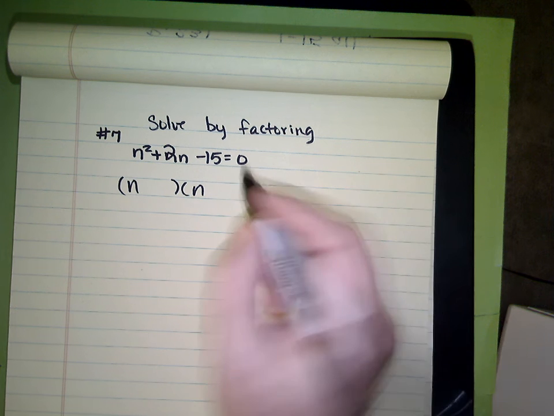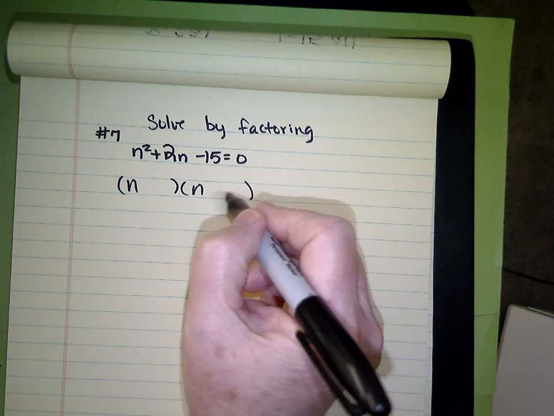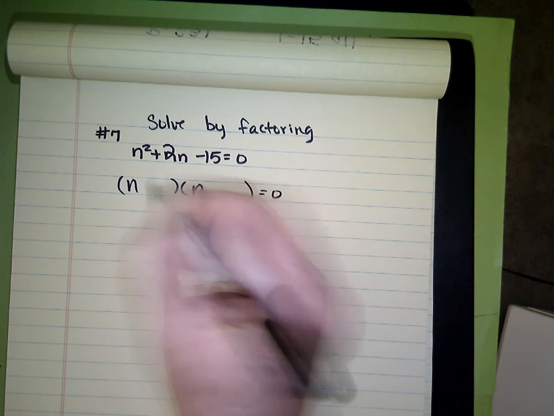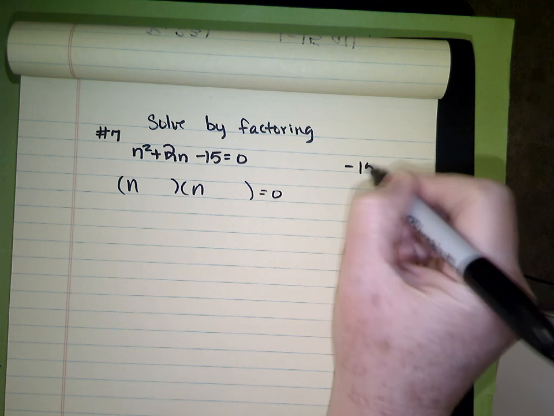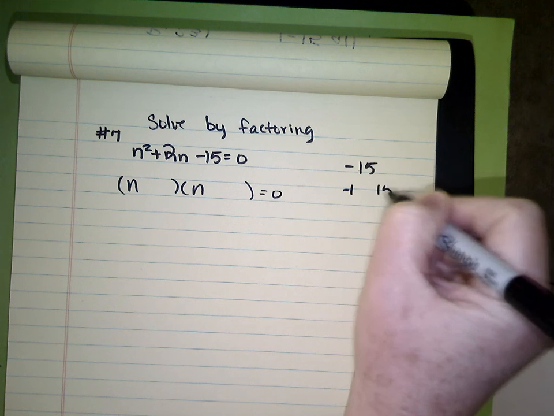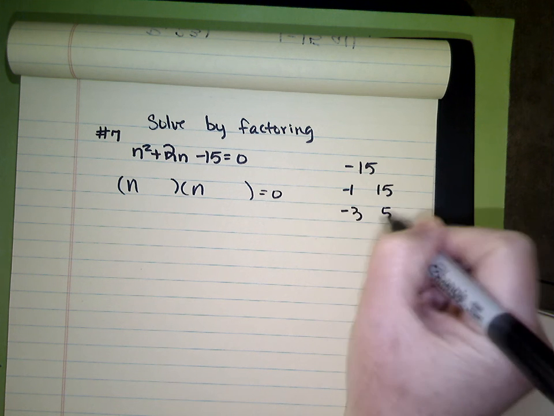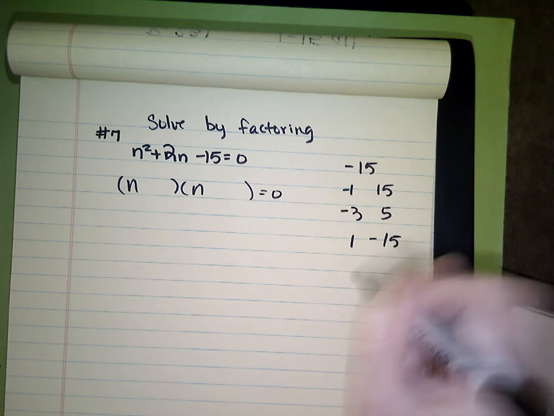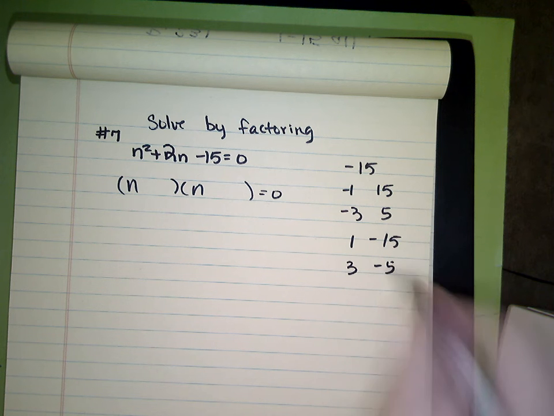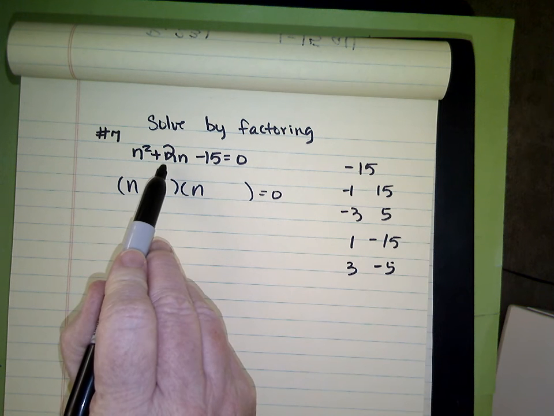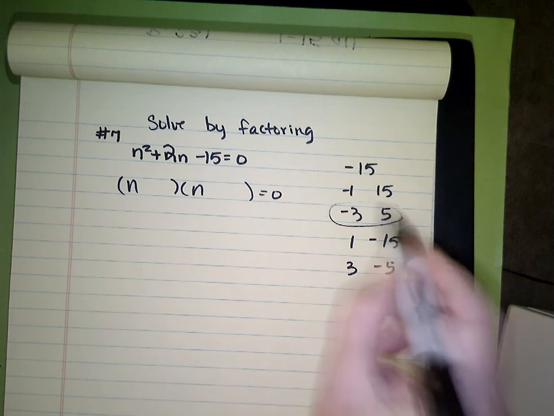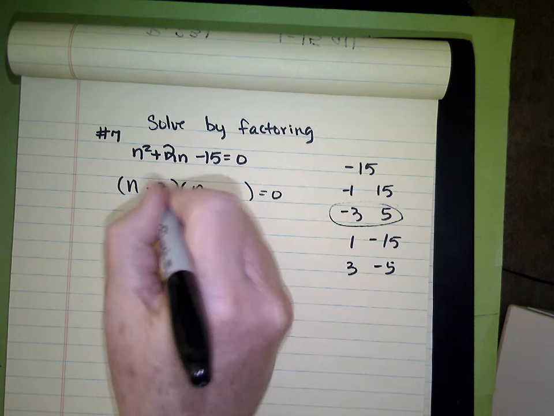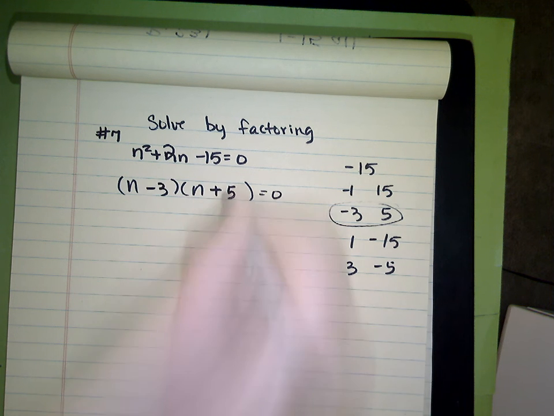Okay, we're going to solve by factoring. So what we're going to do here is factor it into two binomials, so it's (n )(n ). Factors of negative 15 are negative 1 and 15, negative 3 and 5, 1 and negative 15, or 3 and negative 5. I want the factors that are going to give me positive 2 in the middle, so it's going to be those. So it's (n - 3)(n + 5).